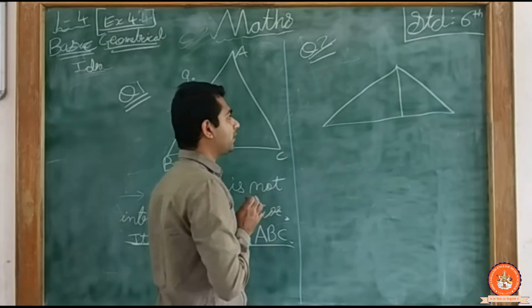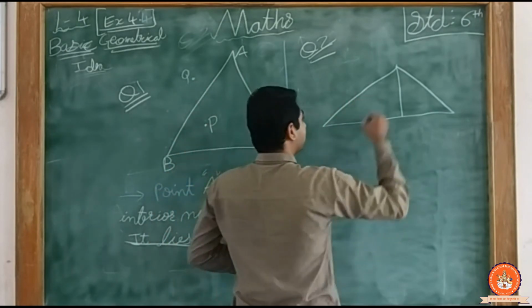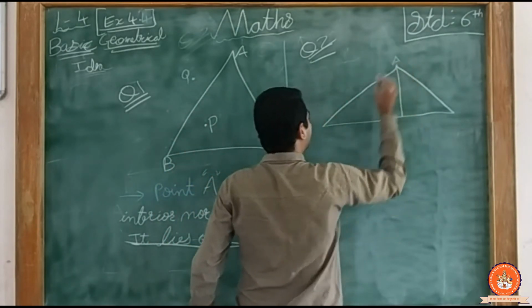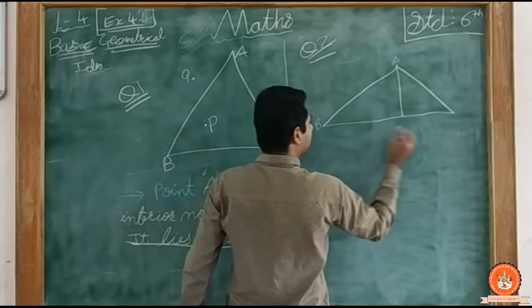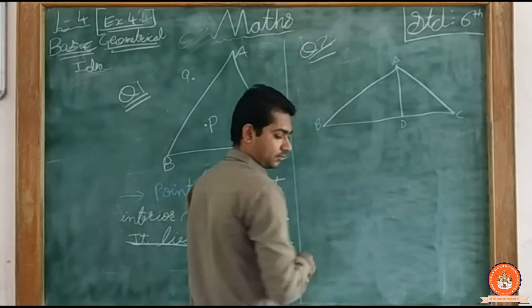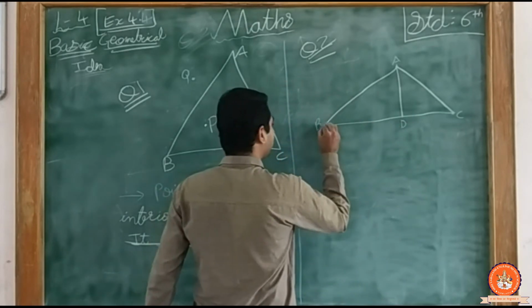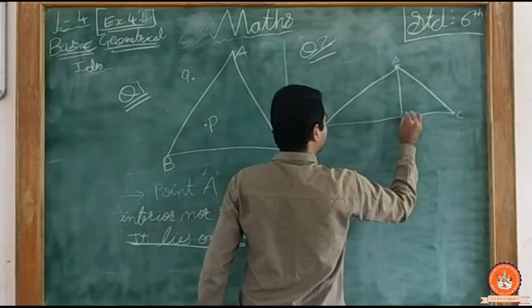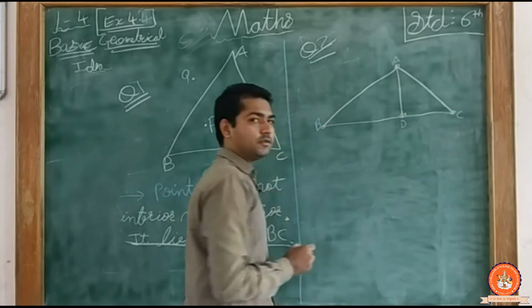Similarly, this type of figure only. This is my point A, B, C and this is D. Clear? It is visible to you. These are my points given in the question.